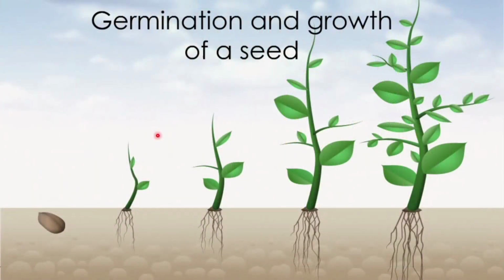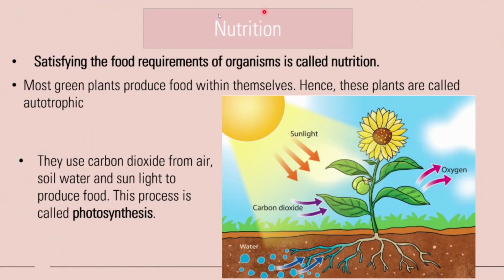Now, the germination and growth of a seed. Now you can see the seed has grown to a plant. That's the germination and growth of a seed. Okay. Now let's talk about the second one, nutrition. Satisfying the food requirements of organisms is called nutrition. Most green plants produce their food within themselves. Hence, these plants are called autotrophic.